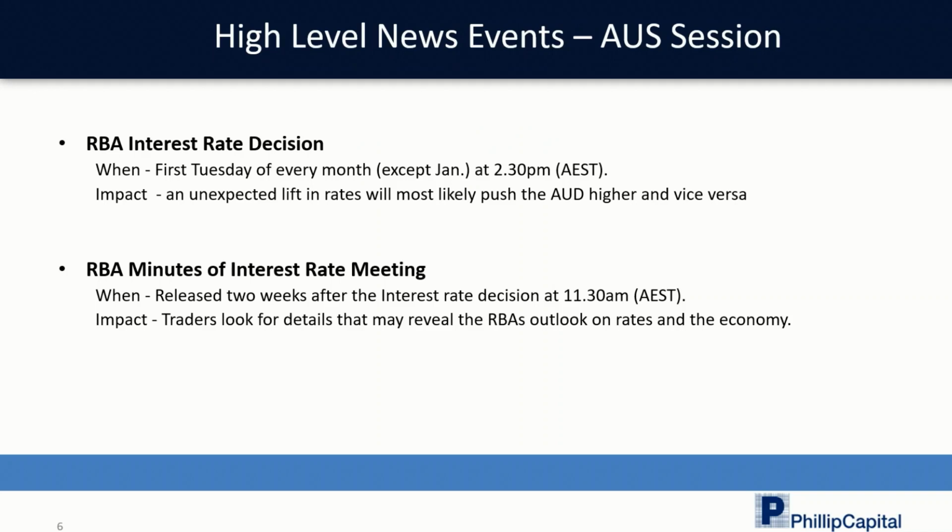Some high level news events that happen during the Australian session impact the Aussie dollar. The RBA interest rate decision is released on the first Tuesday of every month except January at 2:30 p.m. Australian Eastern Standard Time. An unexpected lift in rates will most likely push the Aussie dollar higher and vice versa. The RBA minutes of the interest rate meeting are released 2 weeks after the decision at 11:30 a.m. Australian Eastern Standard Time, and traders are looking for details that may reveal the RBA's outlook on future rates and the economy.